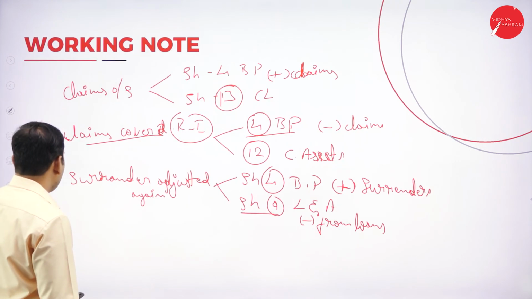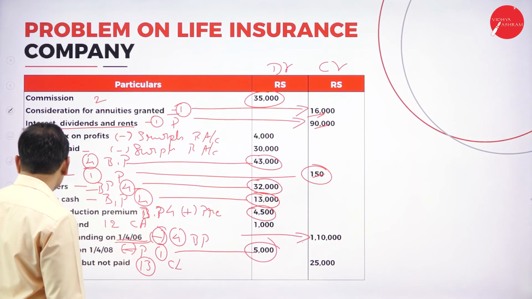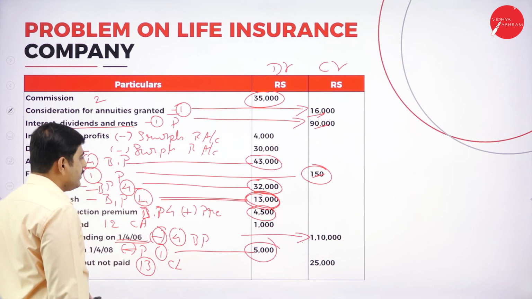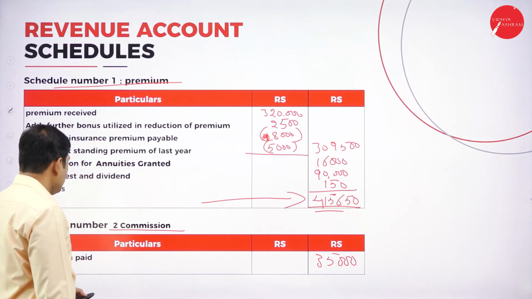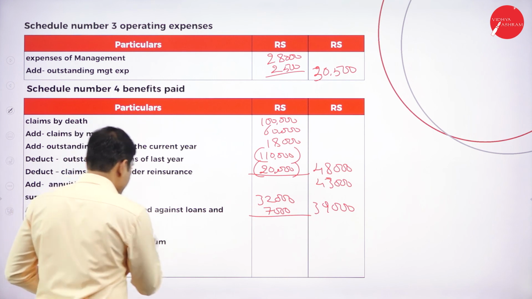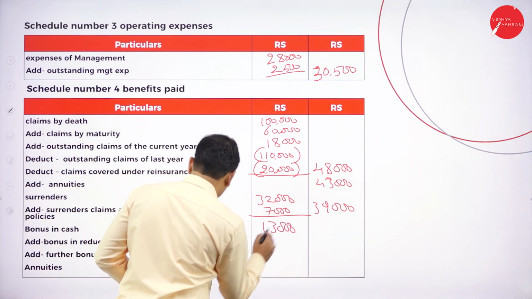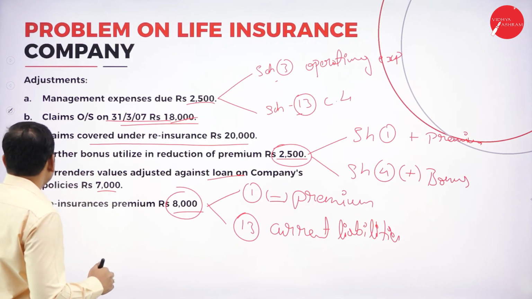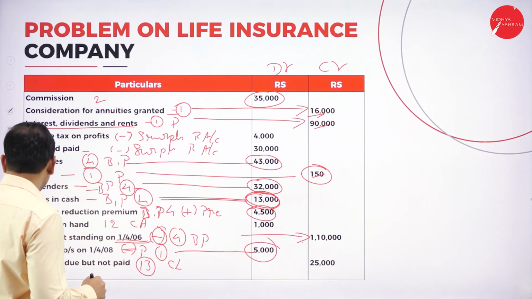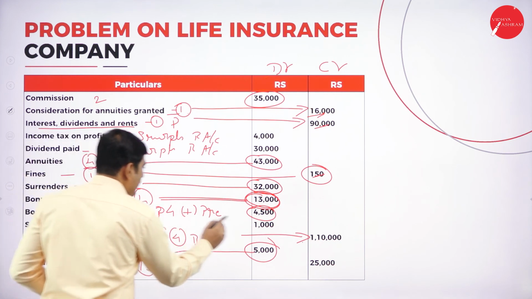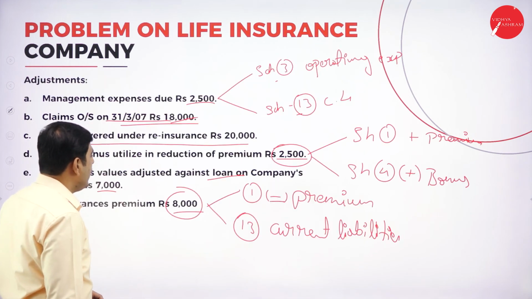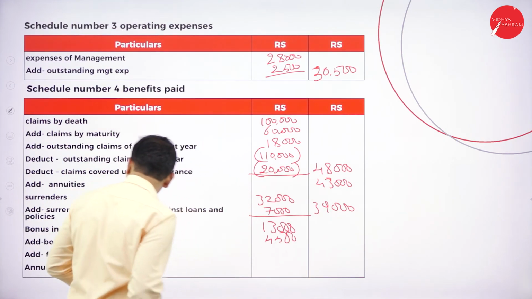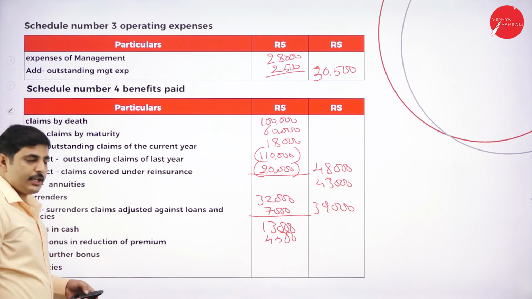Again coming to the bonus in cash. They have given the bonus. Let's see the bonus in cash. What is the bonus in cash here? They have given the bonus in cash as 13,000. So let's write 13,000 bonus in cash. Again add bonus in reduction of premium. It is given here. Bonus in reduction of premium is 4,500. So add 4,500 here.